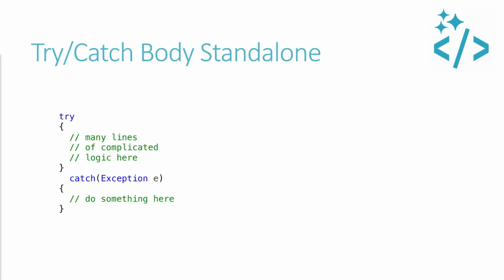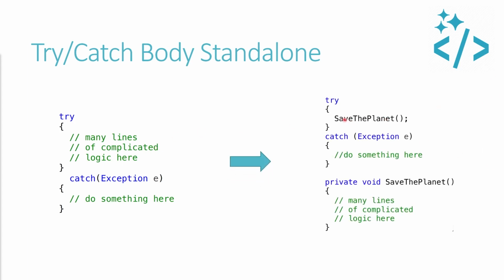Okay, what else can we do to improve the readability? For example, we can have this try catch thing here, and we can have a lot of complicated logic going on in the try catch. This can be enhanced by extracting this logic into another method, and this makes it clearer how the exception handling is done and what exactly we do in the try catch block.